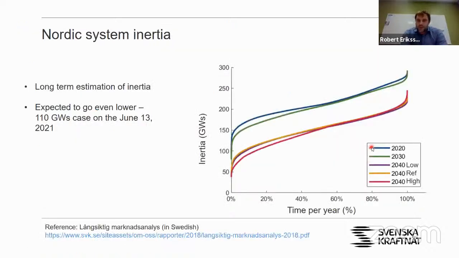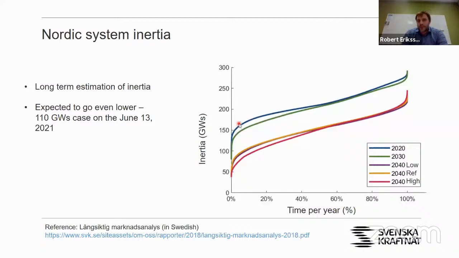So this is an estimation of the inertia in the Nordic power system. This is based on market simulations that we have done. On the axis here you see inertia, and down here it's time per year in percent. This area is then of concern, meaning that we have low inertia.